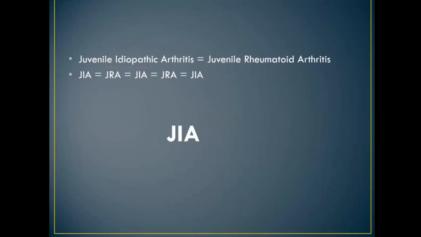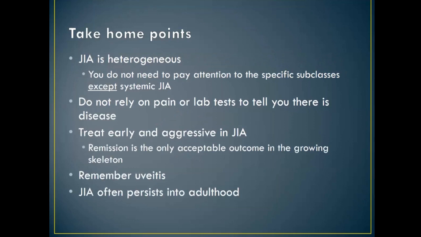So we call it JIA instead of JRA. JRA is a really old term, and the rheumatology community and the medical community has sort of gone away from calling it juvenile rheumatoid arthritis or JRA, mostly because it's very different than adults who have rheumatoid arthritis. In Europe, sometimes they just call it JA, juvenile arthritis. And then many years ago, they came up with this term juvenile idiopathic arthritis. So that's what we call it now, JIA instead of juvenile rheumatoid arthritis.